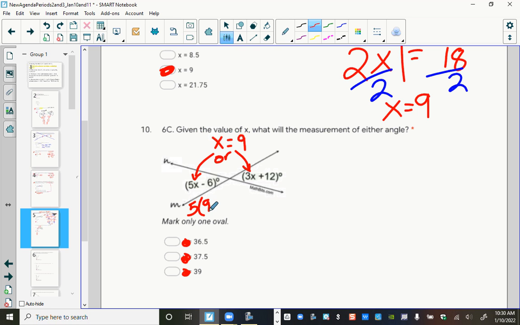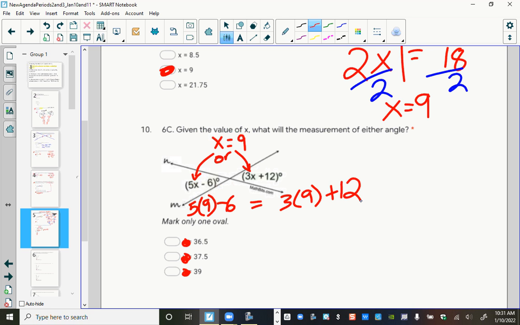So 5 times 9. Where'd you get the 9 from? X, right. So we say given the value of x from the previous problem. And then on your test it will say given from the previous problem or which problem. But regardless, you should get the same value for both sides. So you plug in your x. If you haven't done so, plug it in.